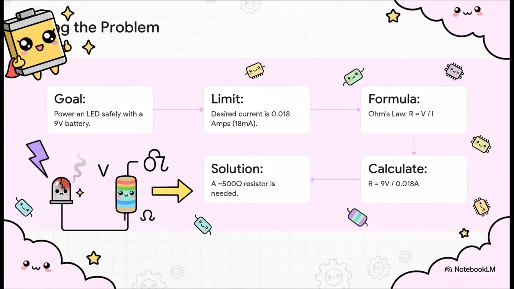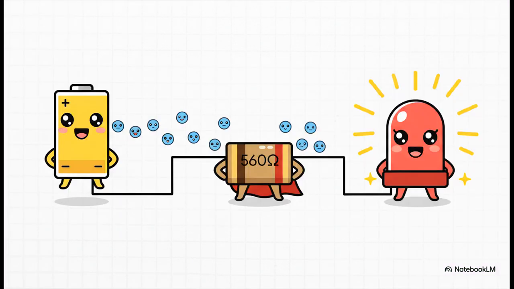Okay, let's go back to our poor fried LED and put this power to use. Our goal, right, is to power it with a 9-volt battery without blowing it up. We look at the LED specs, and it says it's happiest with about 0.018 amps of current. So we just use Ohm's law. We'll just rearrange it a bit to solve for resistance. So R equals V divided by I. We plug in our numbers. That's 9 volts divided by 0.018 amps. And what do we get? We need a resistor of about 500 ohms. And here it is, the moment of truth.